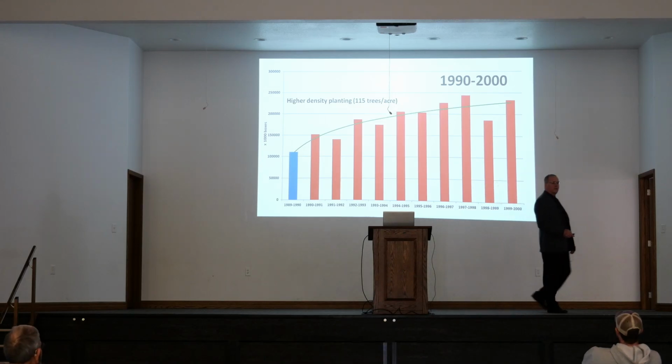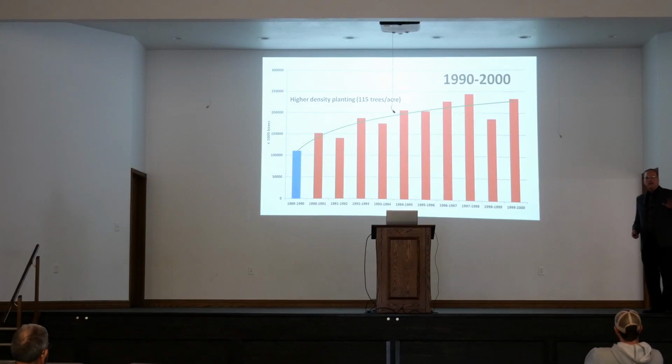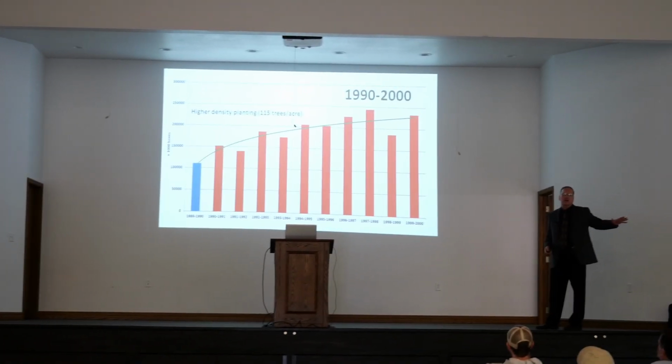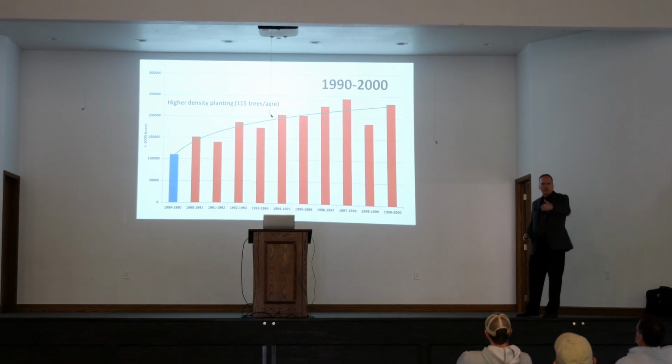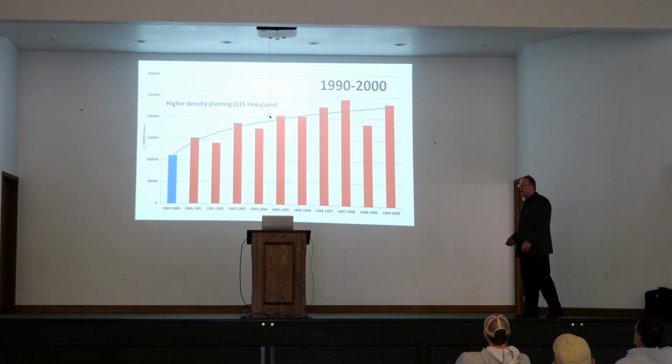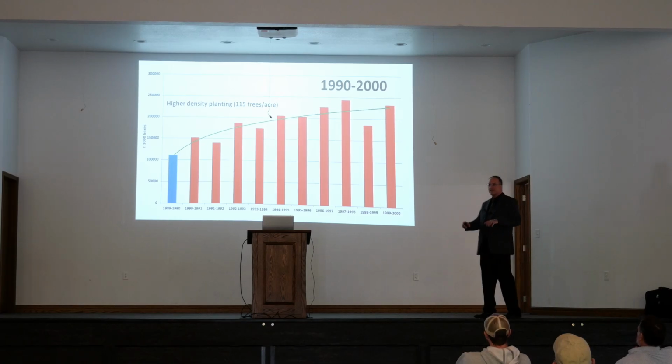So we moved up to 115 trees per acre. Higher density planting. 82 trees, that was a thing of the past. That was so yesterday. That ship has sailed. Now we're moving on to 115, which means you're going to be creating more stress for the plants. Now, when you are getting that kind of density, it's not just the roots that are overlapping with one another.